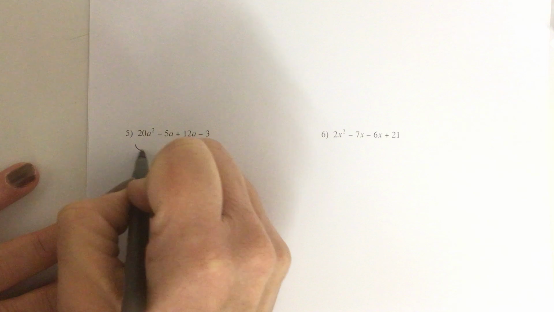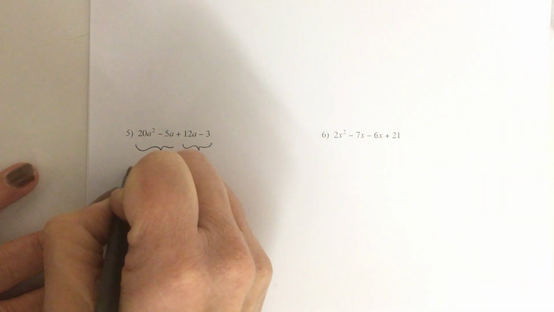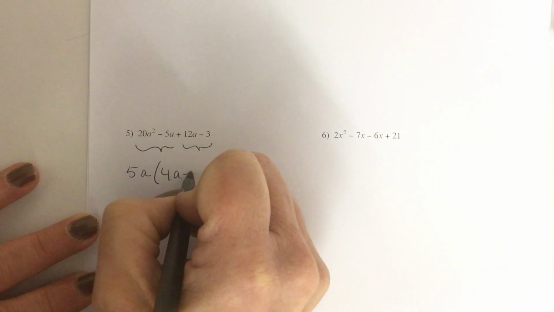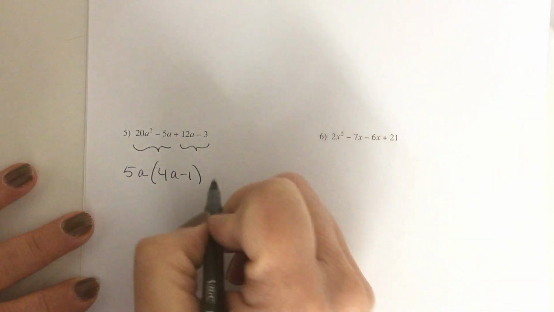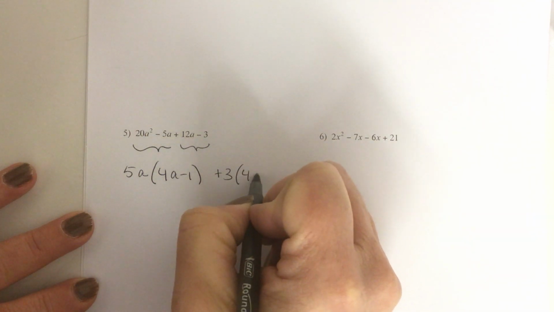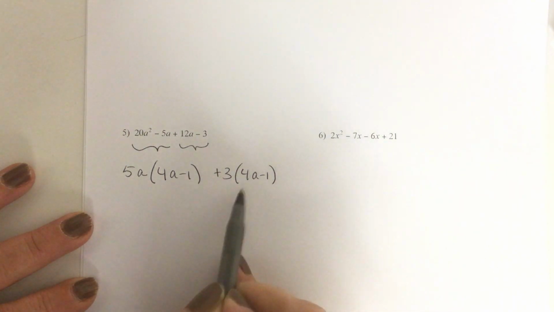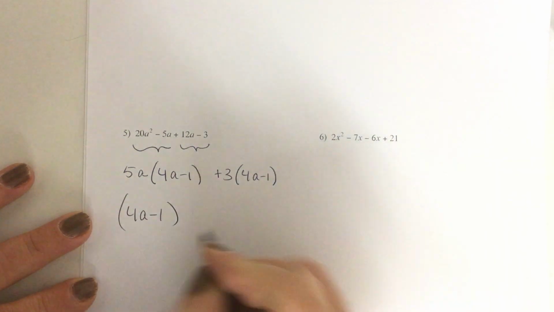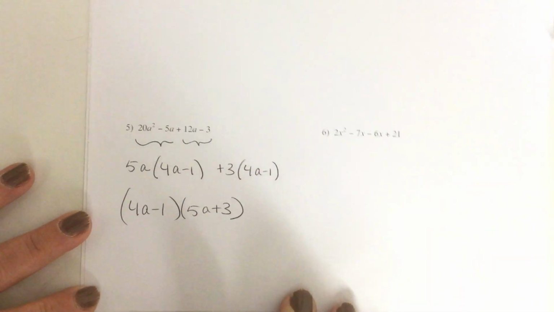So the first thing I would do is break these up into two pieces, factor out a 5a from the first one. That leaves 4a minus 1. And then looking at 12a minus 3, I can factor out a 3, so plus 3, and that leaves a 4a minus 1. Then these two things are the same, so I can factor out a 4a minus 1, and that leaves 5a plus 3 in my second parentheses.